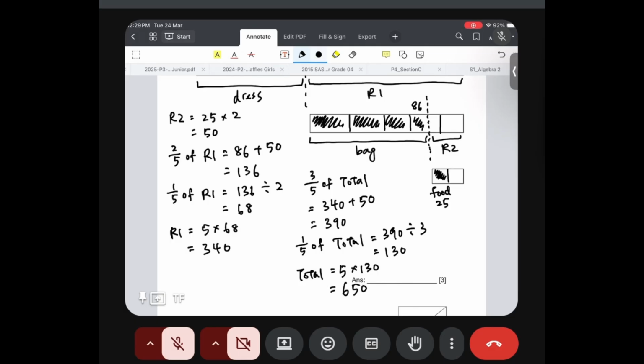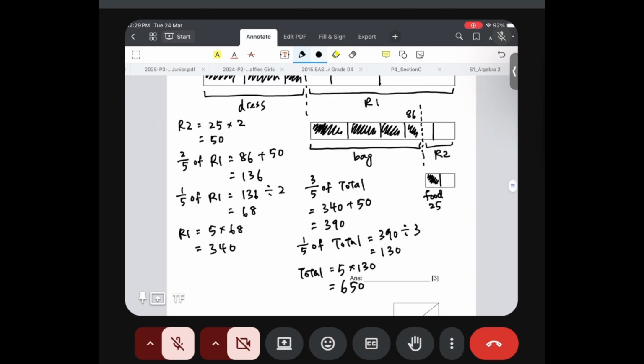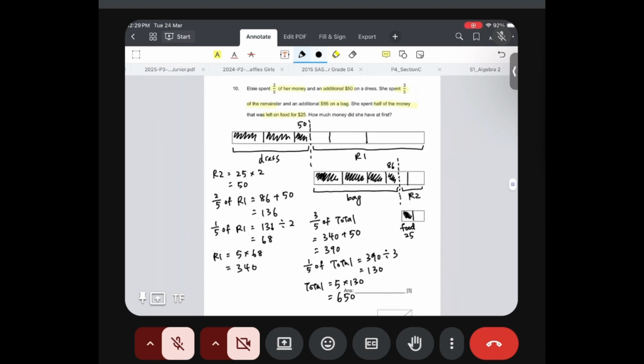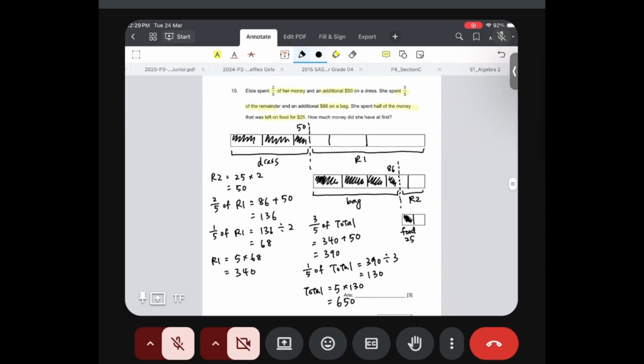So, how much money did Elsie have at first? She had $650. For these types of questions, the key is to draw the model step by step, sentence by sentence. Once you visualize the remainders, finding the answer becomes quick and easy.